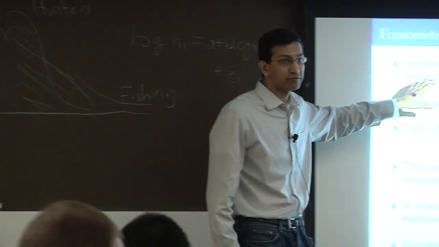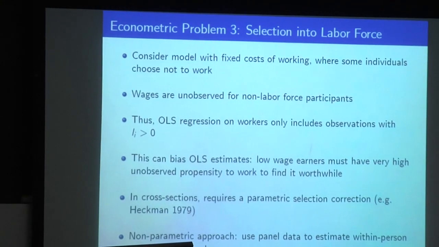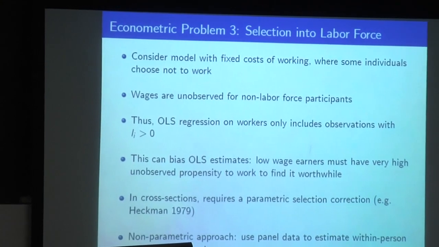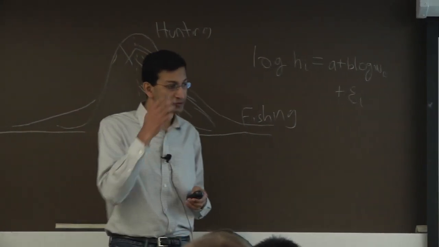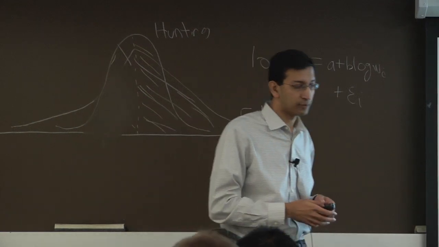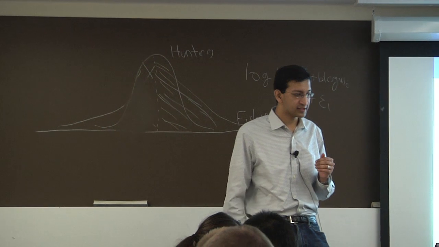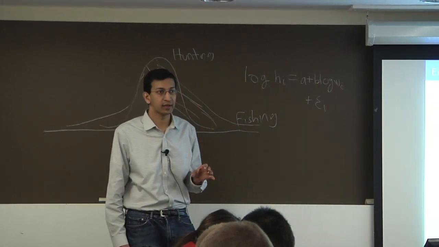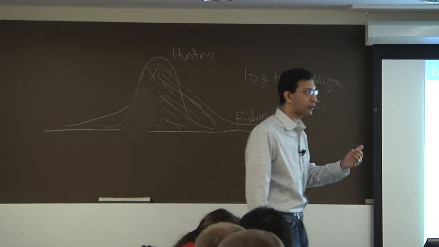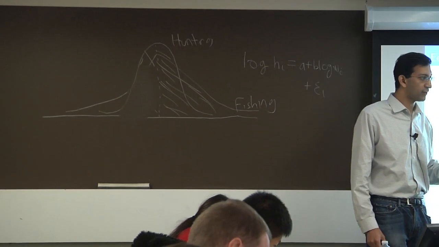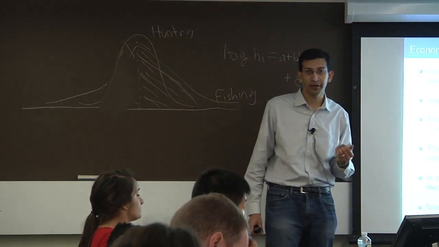So suppose you have fixed costs of working, which we think are plausible, right? So there's some fixed costs you have to pay when you enter the labor force. And so as a result, many people decide not to work at all. They work 0 hours. So they're not at an interior optimum. So in that case, the econometric problem that arises is that you don't see wage rates for non-participants, right? So you only see a person's wage rate, even if you're imputing it by dividing earnings by hours. Because h equals 0, you don't have an estimate of the person's wage rate.